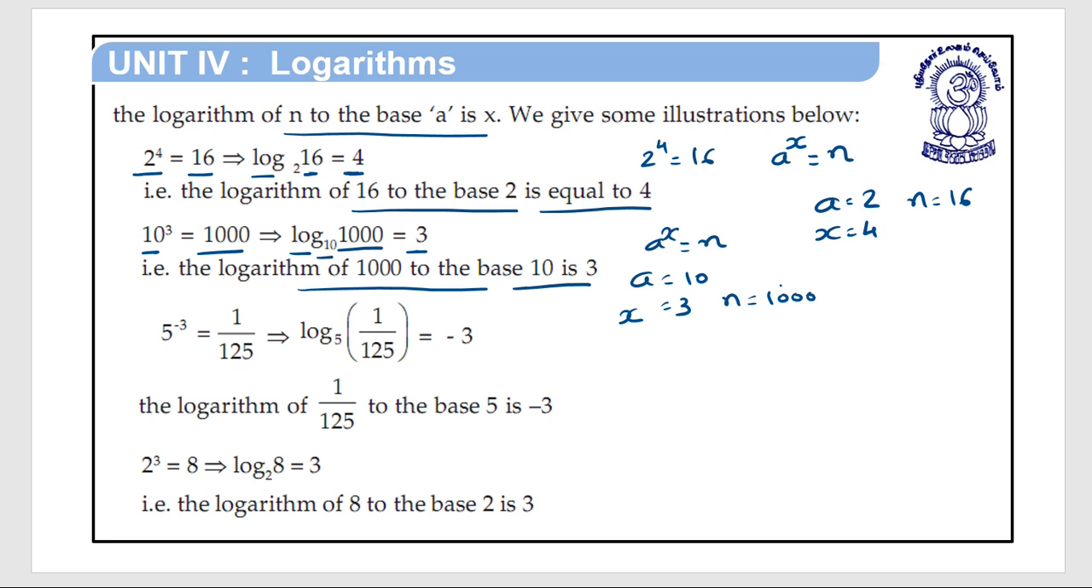5 raised to minus 3 is equal to 1 upon 125. Here a raised to x is equal to n, so n means 1 upon 125. The logarithm of 1 upon 125 to the base 5 is equal to minus 3.